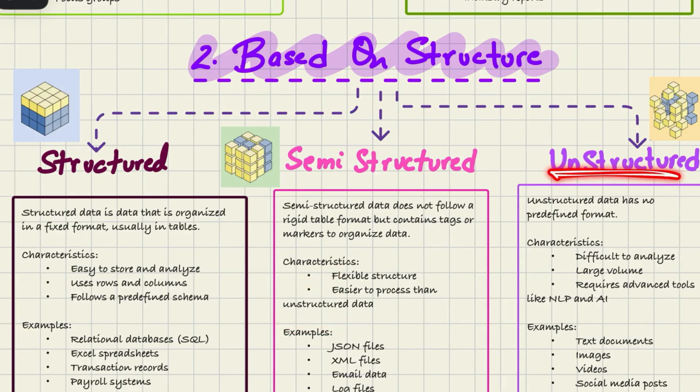And then we have unstructured data, which has no predefined format, so it is completely messy, completely unorganized data with no format. It constitutes roughly 80% of the world's data and requires advanced tools like NLP and AI to process. For example, we have videos, audios, PDFs, and raw social media posts.